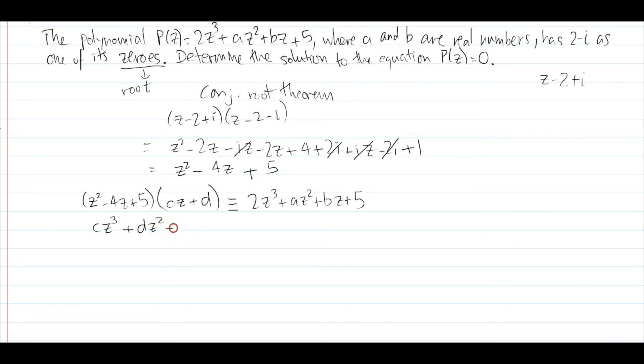Negative 4z times cz is negative 4cz squared. Negative 4z times d is, whoops, we get a minus 4dz. And of course 5 times cz is 5cz, and we have 5d. Okay, now I'm equating it once again, same thing, keep the right side the same. We have plus 5 here.